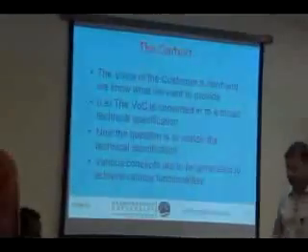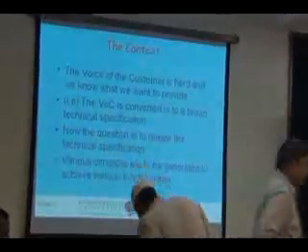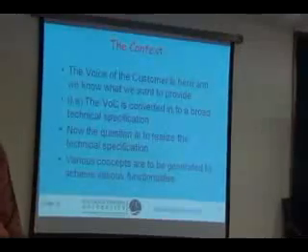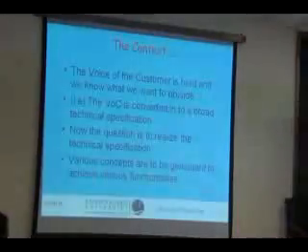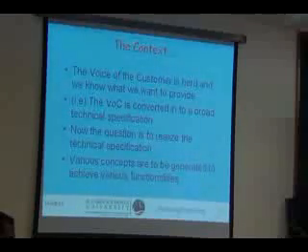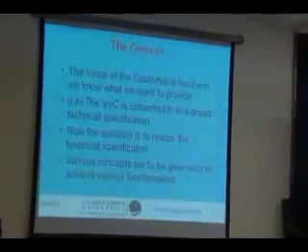Now next slide. First let us see the context. Okay. Let us get the context right. Now the voice of the customer is heard. Okay. Now we are traveling through the product design cycle. We are at a stage where the voice of the customer is heard and we know what we have to provide. Is it okay? You understand what we mean by voice of the customer? So the voice of the customer is heard.